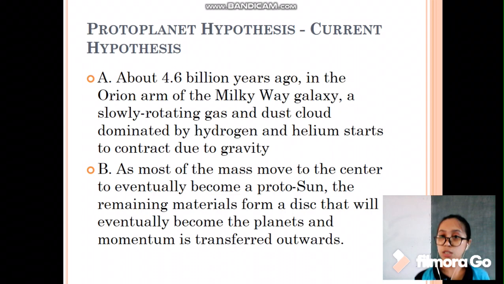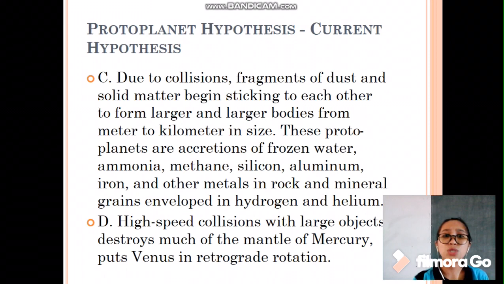So due to collisions, fragments of dust sticking to each other, forming larger bodies, and they became planets. And those planets, protoplanets, are formed by these components: frozen water, from those icy planets, ammonia, methane. This is for the gaseous planets, and with silicon, aluminum, iron, for the terrestrial planets. Mao na ang iingon sa planet, ang happy collision.